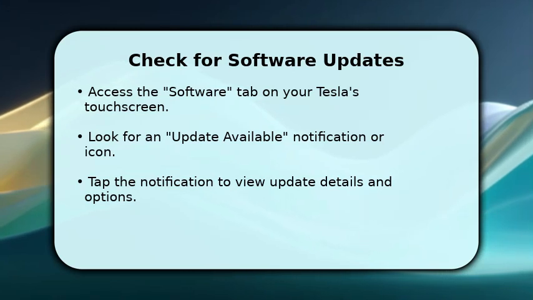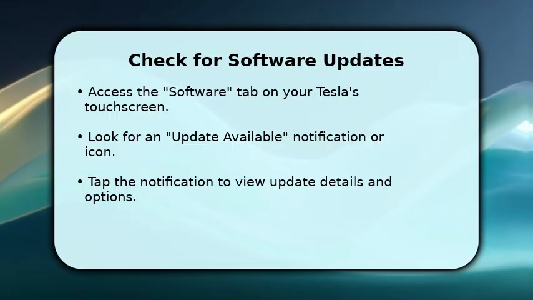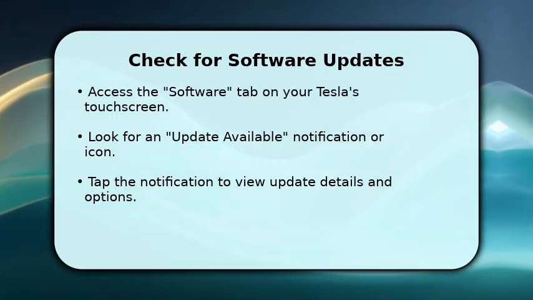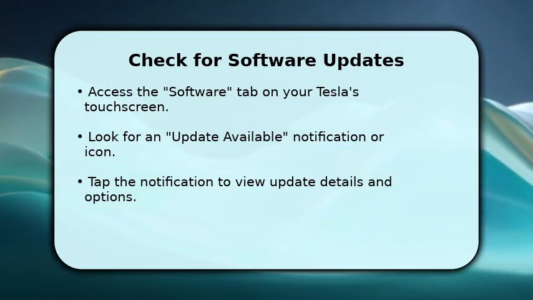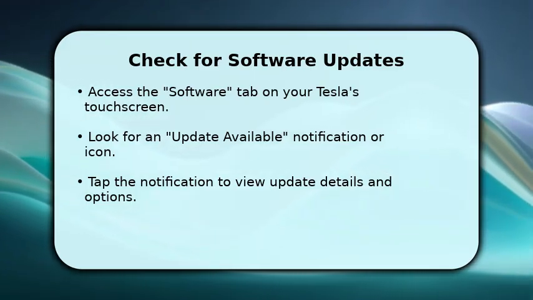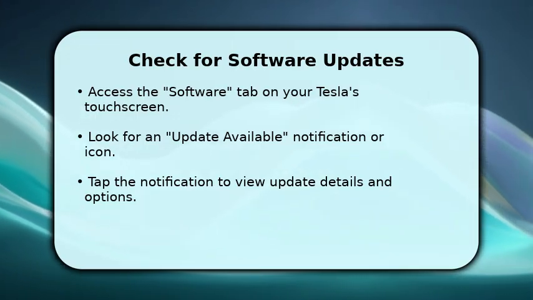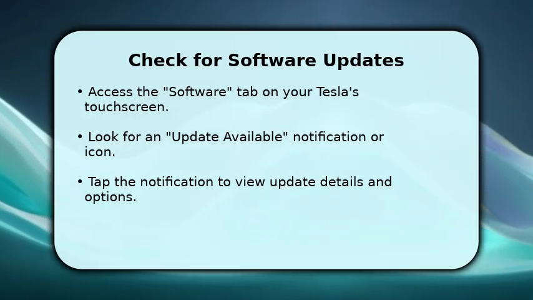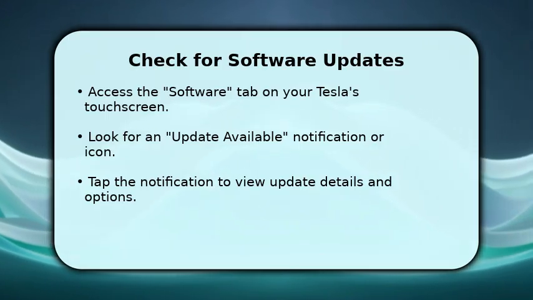Once your prerequisites are met, it's time to check for the update. On your Tesla's large touchscreen, navigate to the Software tab. Here, you'll see information about your current software version. If an update is available, a notification will typically appear, often with an Update Available message. Simply tap on this notification to proceed and view the details of the new software.